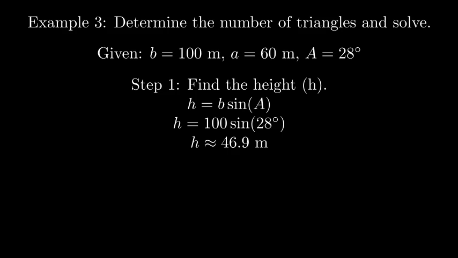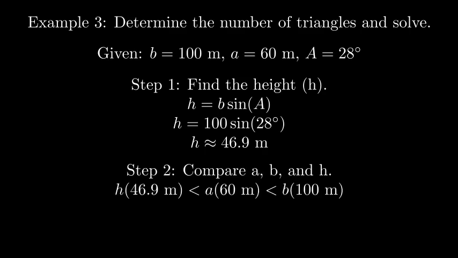Now, we compare our values. We see that side A is greater than the height h, but less than side B. This is the exact condition for two possible triangles. So, we need to solve for two different triangles.